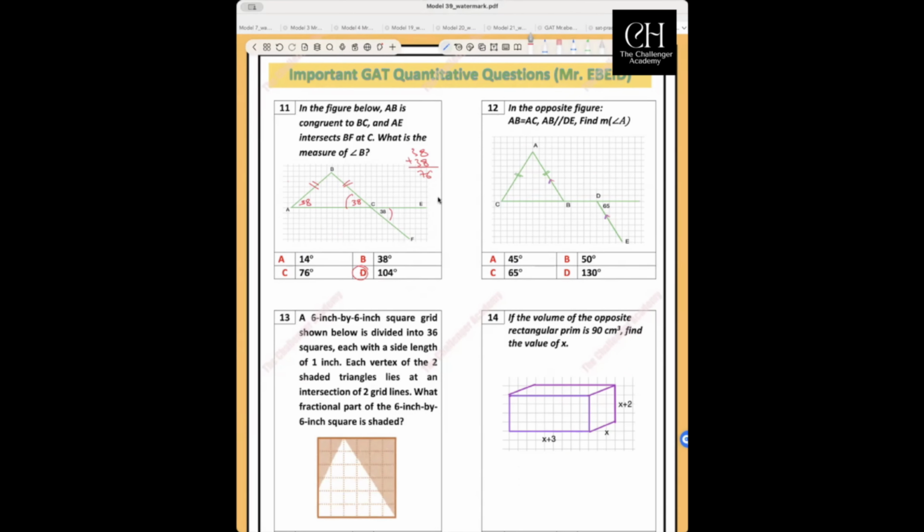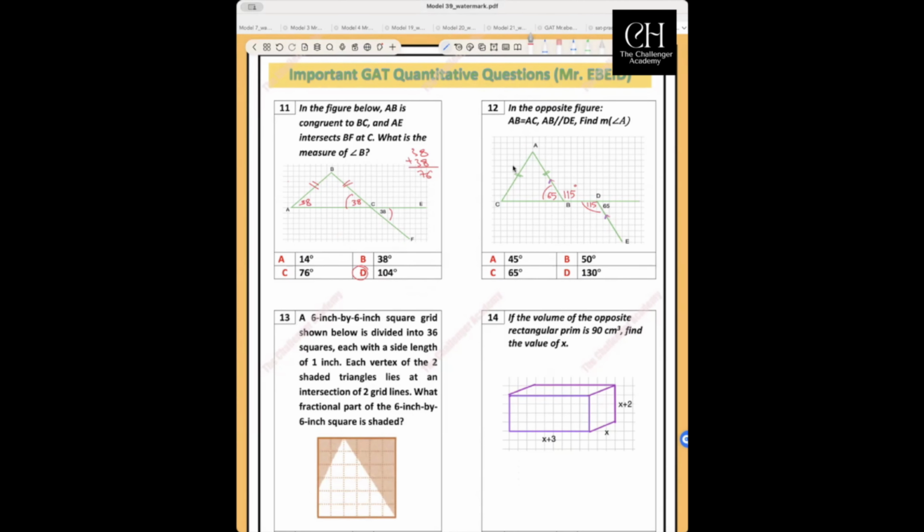Question 12. In the opposite figure, AB equals AC, AB is parallel to DE. Find the measure of angle A. In this figure, we have AB parallel to DE, and BD is a transversal. You can find the measure of this angle. You know that the sum of supplementary angles equals 180, so 180 minus 65 equals 115. If this angle is 115, this angle also has a measure of 115 degrees, because you have a Z letter, alternate angles, two alternate angles. Now you can find the measure of this angle. It will be 180 minus 115, which is 65.